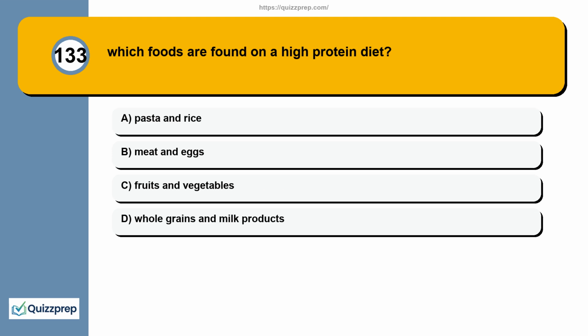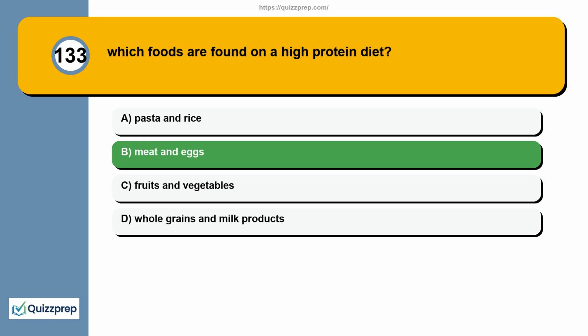Question 133. Which foods are found on a high-protein diet? Option A, pasta and rice. Option B, meat and eggs. Option C, fruits and vegetables. Option D, whole grains and milk products. The correct answer is option B, meat and eggs.